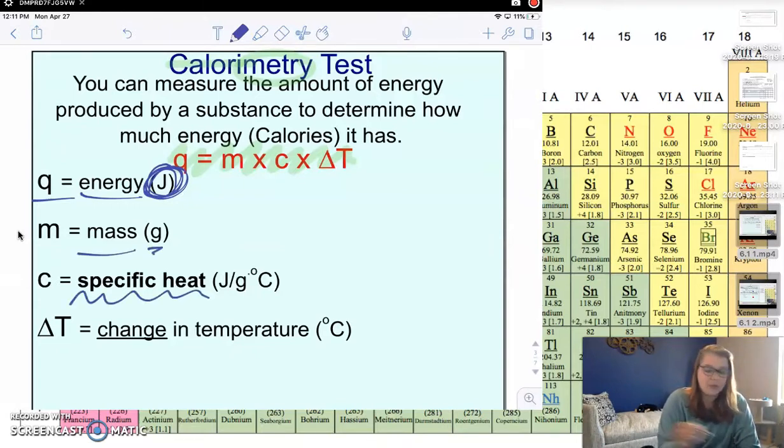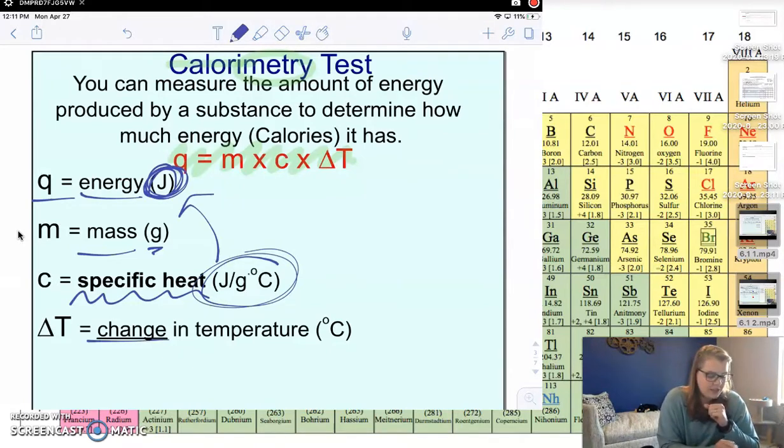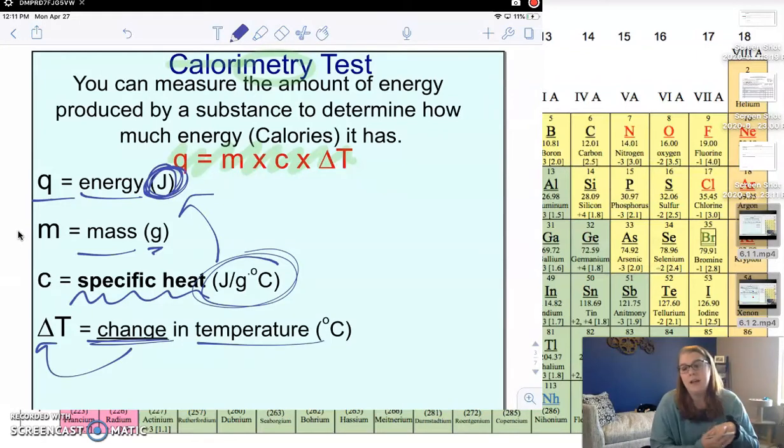C is specific heat, which is a new term that I will describe in more detail shortly. The unit for this is always joules per gram times degrees Celsius. So notice that since the specific heat is measured in joules, that's why the energy will also be in joules. And then delta T is change in temperature. Remember, delta always stands for change. So this is the change in temperature of whatever you're looking at, and this is always measured in degrees Celsius.